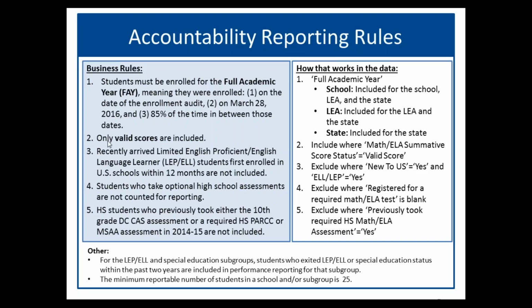Criteria number 2 is that only valid scores are included. The way that looks in the data is there's a field called summative score status, one for math and one for ELA, and that has to be equal to valid score. Now please note there are students who earned a score, but their scores have been invalidated, and that would say invalidated score. If a student has an invalidated score, that means that they took an off-grade test, and so their score is not considered valid.